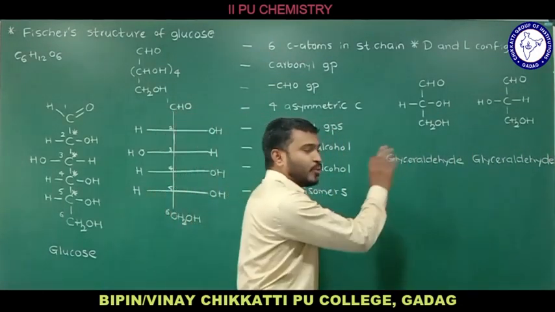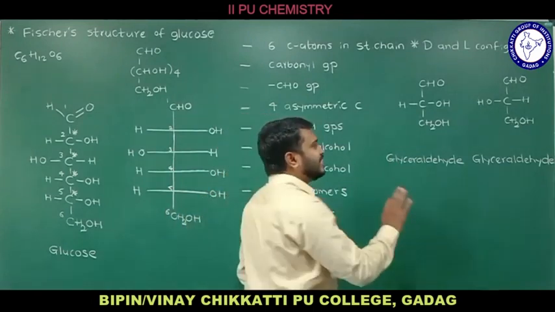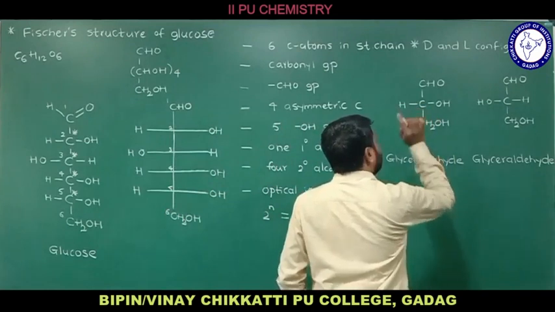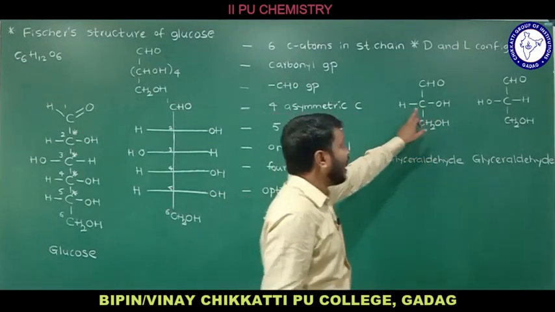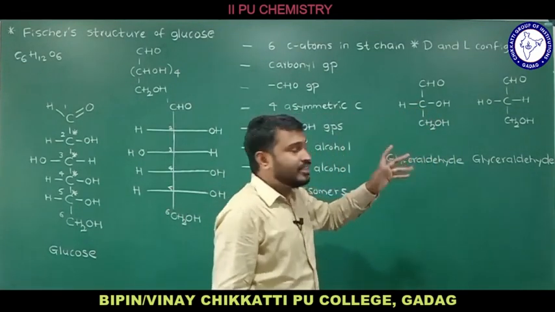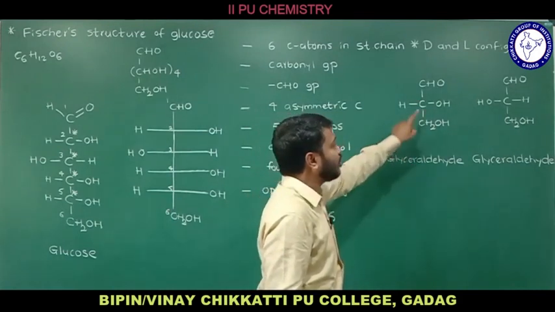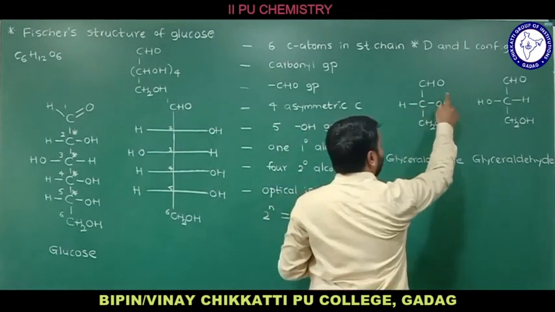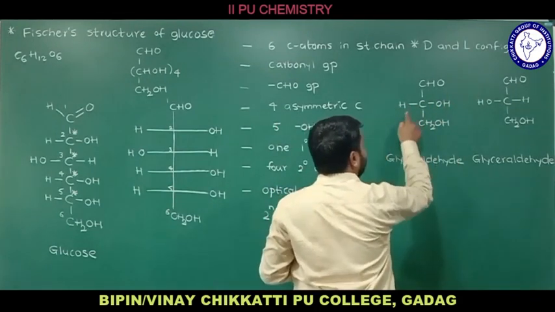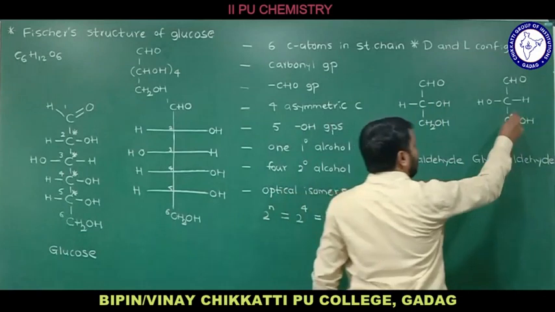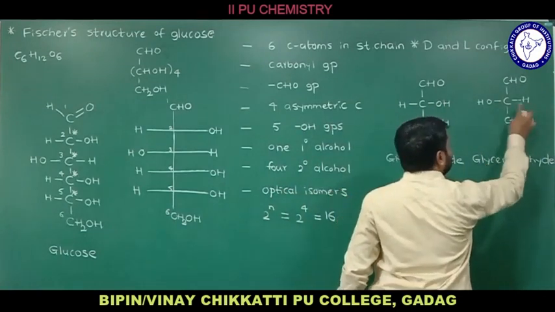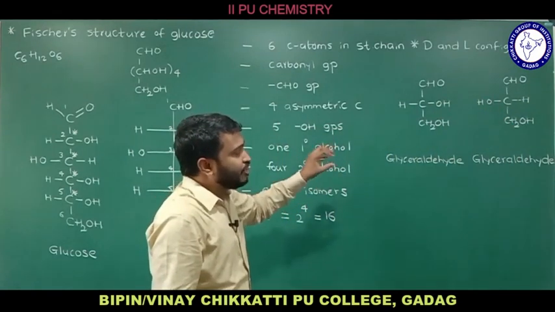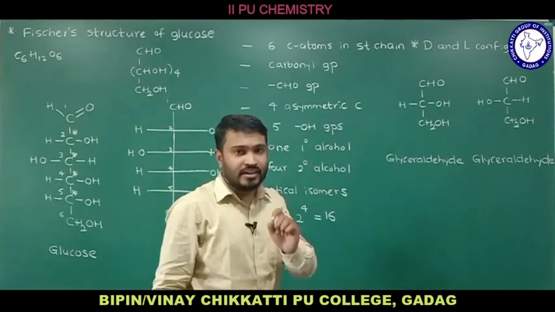Just look over these two structures, and one can easily say that there is a change we are going to observe in carbon number 2. The configuration at carbon number 2, or I can say the arrangement of different atoms on carbon number 2, is different. What is the difference? On carbon number 2 we have OH on the right side and H on the left side. On carbon number 2 of this one we have H on the right side and OH on the left side. So these are the two different forms of glyceraldehyde I consider as an example.